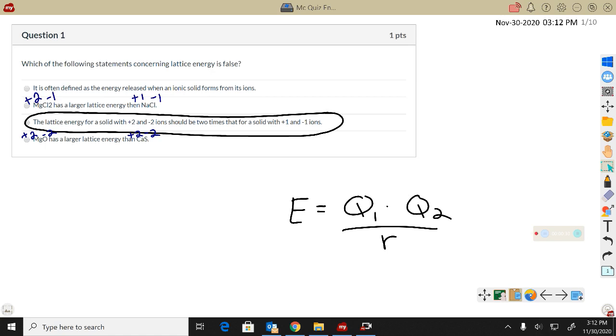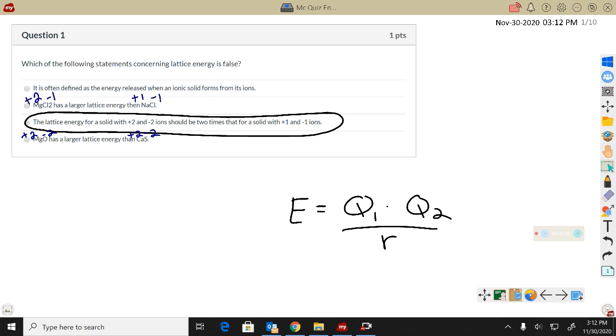Now, we're not going to calculate lattice energy from this equation, but it helps us to think about how much energy is released when certain ions form ionic bonds. Q1 and Q2 are the magnitude of the charge, and then R, the distance between the ions, will refer to the size of the ions. So we still have to think about periodic trends. Which of the following statements concerning lattice energy is false?